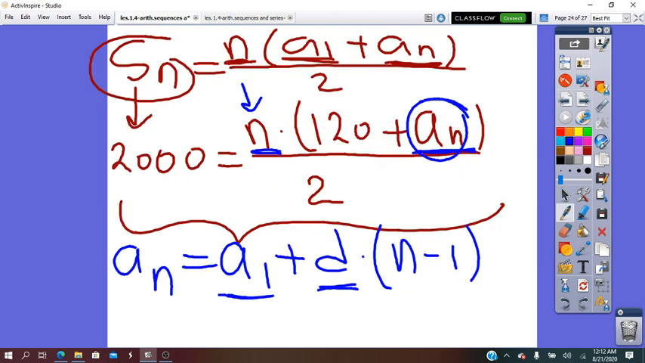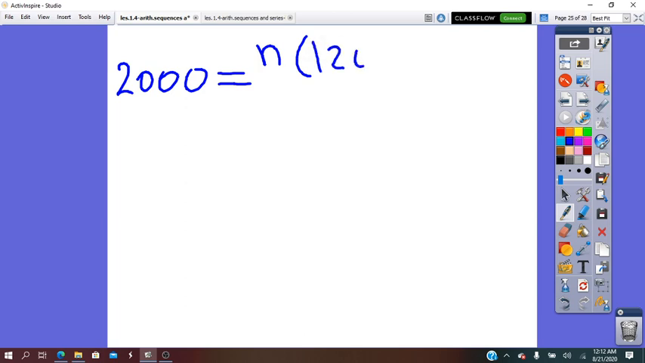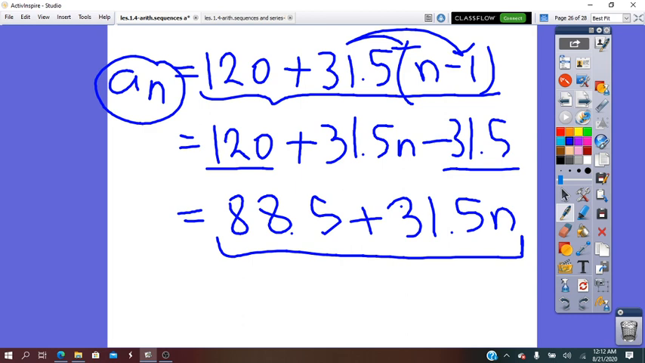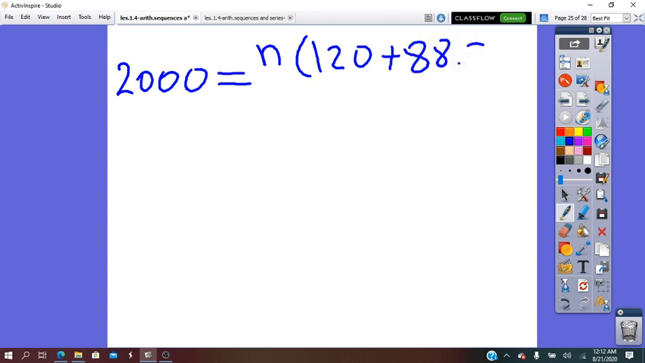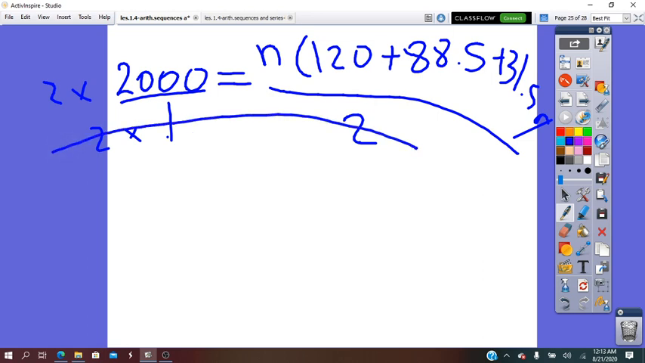So then it's going to be 2,000 equals n times a1, 120, plus the an we found, 88.5 plus 31.5n, close the bracket, and all divided by 2. Here it's 1. We will get the same denominator by doing times 2 and simplify by it. 2 times 2,000 will be 4,000 equals.